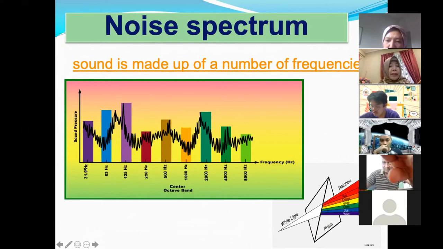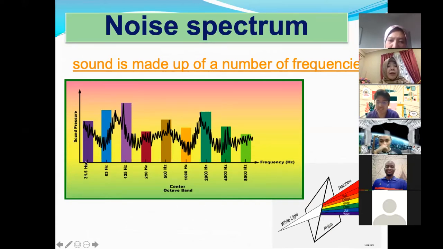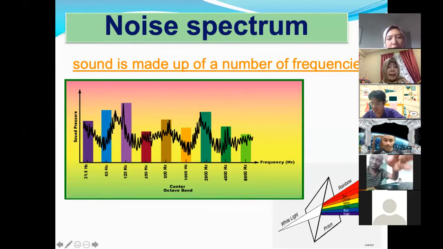So these are the frequencies normally for a sound source. This is octave band. This is one octave band frequencies. And at each frequency, the sound pressure level is not the same. You can see here, at 125, it is higher than 250, and 500 is higher than 250. So most sources will produce different sound pressure levels at each frequency.